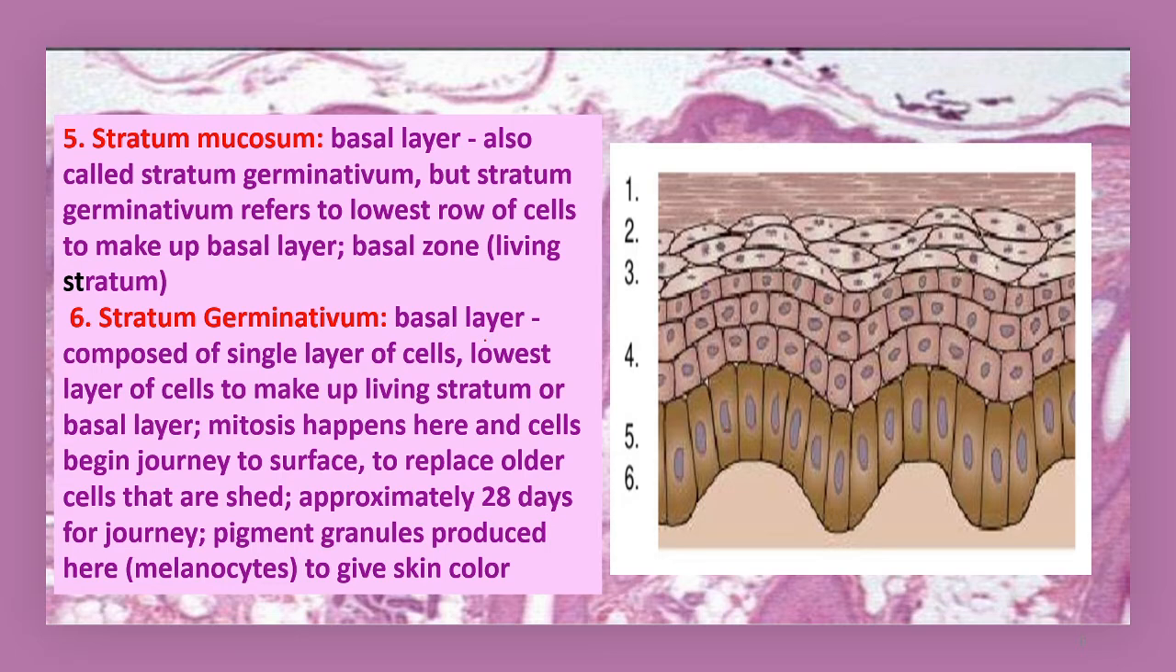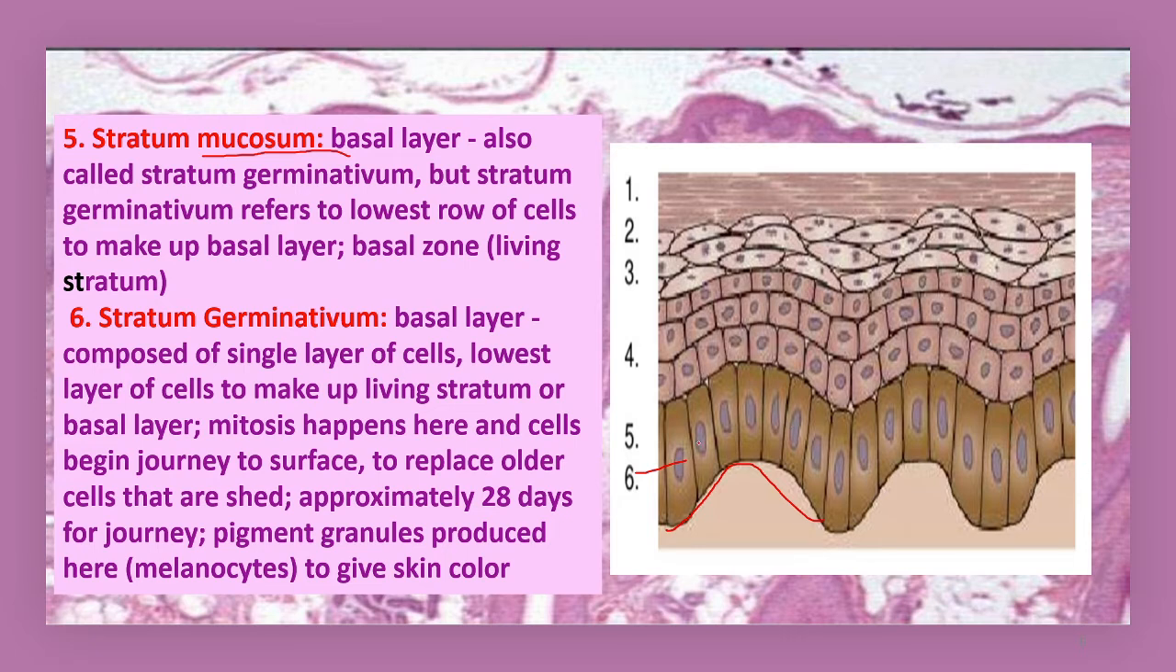Now come to the fifth layer. The fifth layer is called stratum mucosum. This is also called stratum germinativum, but stratum germinativum refers to the lowest rows of cells that make up the basal layer, that is the basal zone, which is made of living cells that you can see. And the last layer, the innermost layer of the epidermis, is called the basal layer, which is composed of a single layer of cells. You can see this is just one layer of cells.